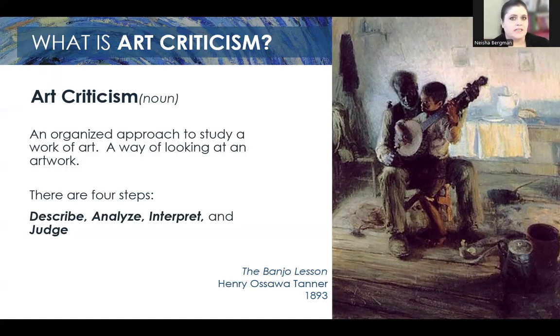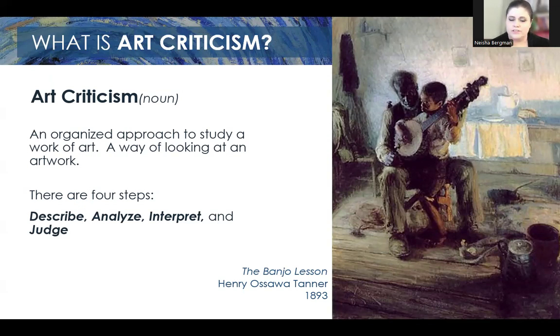Now, we already spoke about aesthetic theories and how we judge an artwork for its value. We're going to go a little bit deeper and break art down, similarly to how we talked about The Death of Socrates by Jacques-Louis David. So art criticism is an organized approach to study a work of art. It's a way of breaking it down and looking at an artwork. So there are 4 main steps that you guys are going to be doing. Now, you're not going to do all 4 every day. Sometimes I'm going to ask you to focus on one specific component, but describe, analyze, interpret, and judge.